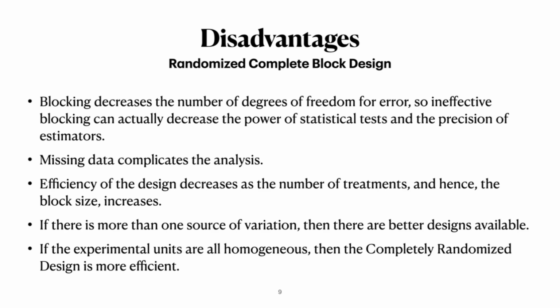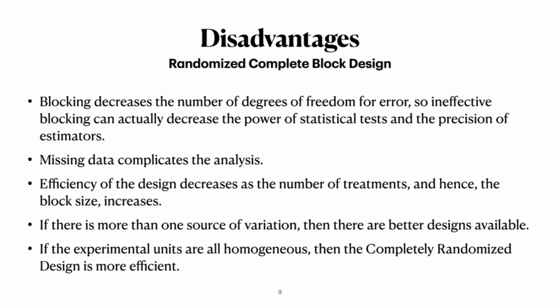Now let's look at some of the disadvantages of the randomized complete block design. The first is that blocking decreases the number of degrees of freedom associated with the error term. So ineffective blocking, that situation where perhaps a researcher didn't have a lot of information about heterogeneity in the material and didn't block effectively, can actually decrease the power of tests and the precision of estimators, because blocking, when we do the analysis, decreases the number of degrees of freedom for error. And when you decrease the degrees of freedom for error, if you look in the F table, the critical point for an ANOVA increases.